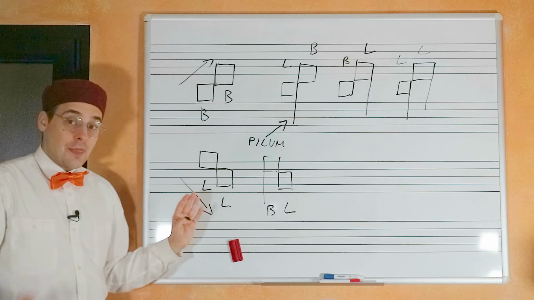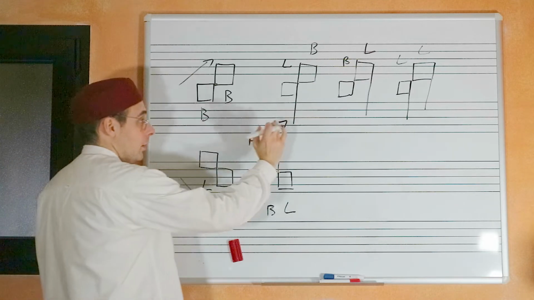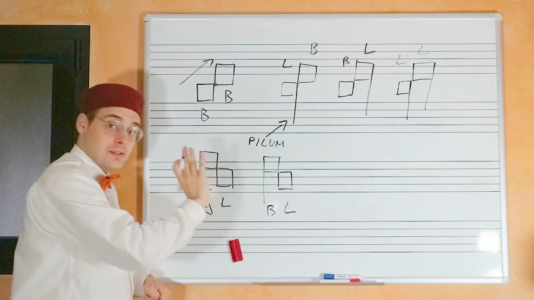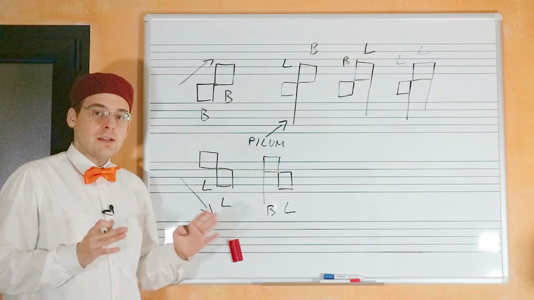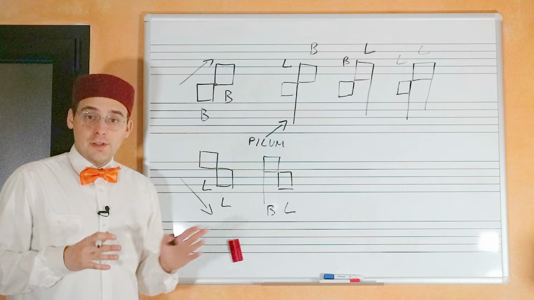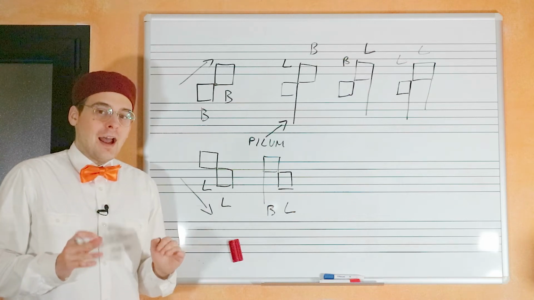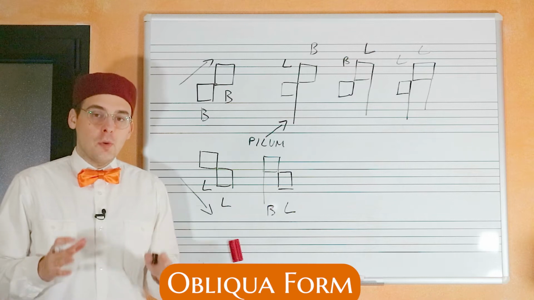So remember, the right pilum makes the note longa. The left pilum makes the note brevis. But what do I have to do to transform the second note from longa to brevis? In this case, I have to use another form. It is the obliqua form.